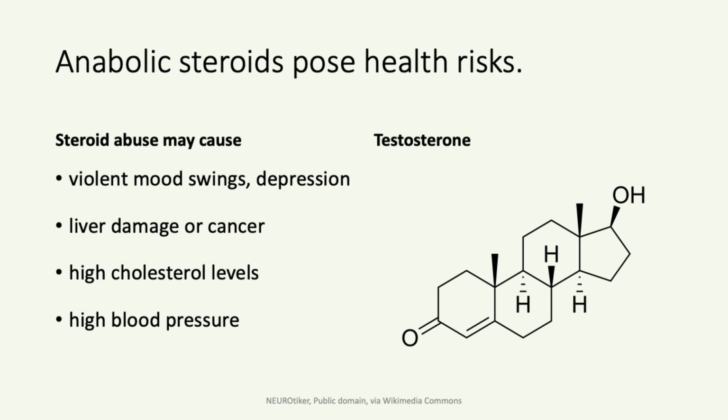Anabolic steroids pose health risks. Anabolic steroids are synthetic variants of the male hormone testosterone. Testosterone causes a general buildup of muscle and bone mass in males during puberty and maintains masculine traits throughout life. Because anabolic steroids structurally resemble testosterone, they also mimic some of its effects. Some athletes use these drugs to build up their muscles quickly and enhance their performance. But steroid abuse may cause violent mood swings, depression, liver damage or cancer, and high cholesterol levels and blood pressure.